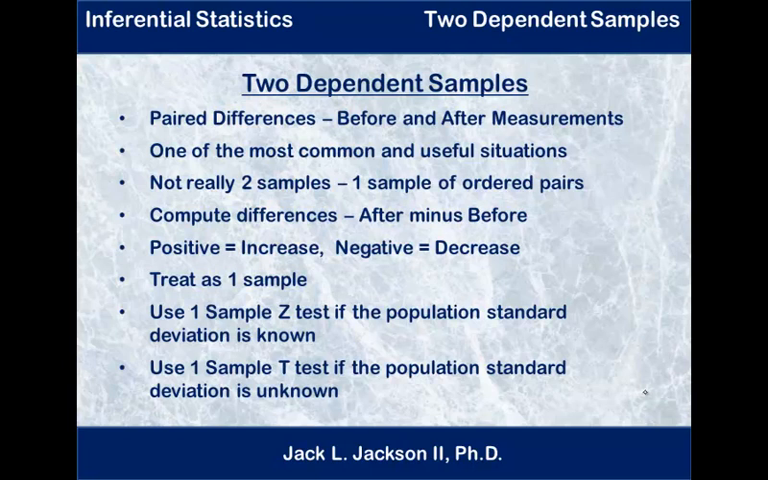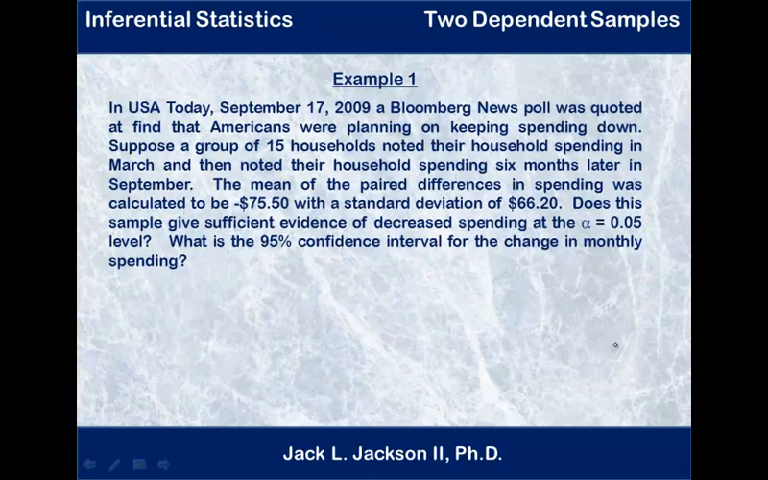Then we have really just one sample, and we treat this just like a one-sample t-test or z-test as appropriate. By doing after minus before, a positive value would mean an increase, and a negative value would be a decrease, and of course a zero would be no difference. And we treat this as one sample, so we use a one-sample z-test if the population standard deviation is known, or much more commonly, we would use a one-sample t-test if the population standard deviation is unknown. So let's look at an example.